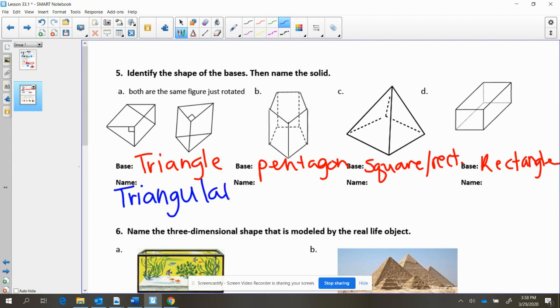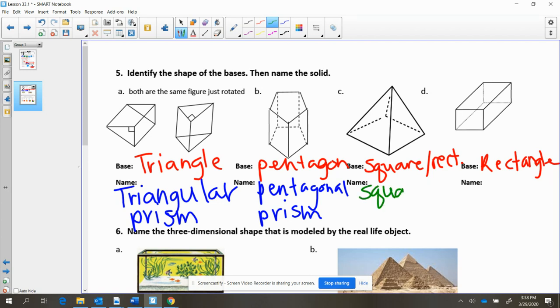The first one is going to be considered our triangular prism. Our second one, again, we have that pentagon base, so it's a pentagonal prism. Example 3 is going to be our example of a pyramid. And again, depending on what you call the base, either a square or a rectangle, you could call it a square or a rectangular pyramid this time, since we only have one base. And then last but not least, our final example is going to be a rectangular prism.